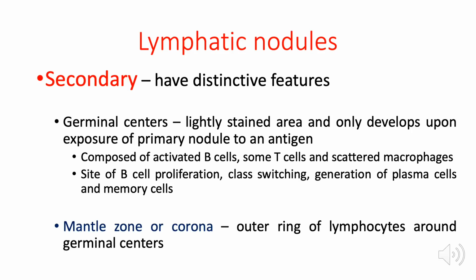And since the plasma cells would use their DNA so that they can produce antibodies, their DNA will be loosely attached to their histones, making their nuclei appear lighter. That's why the central portion of the germinal center is lighter in staining compared to the peripheral portion. Now, the dark-staining peripheral portion is referred to as the mantle zone or corona.